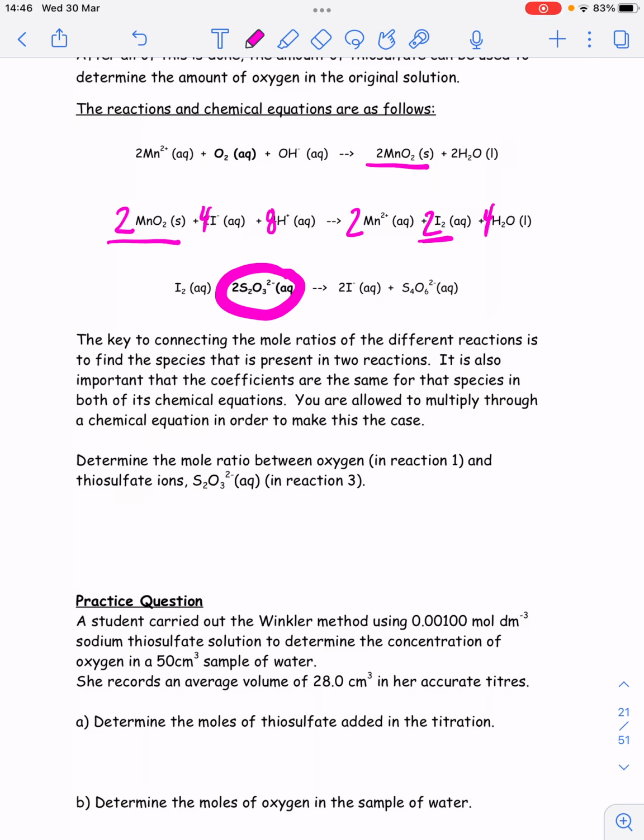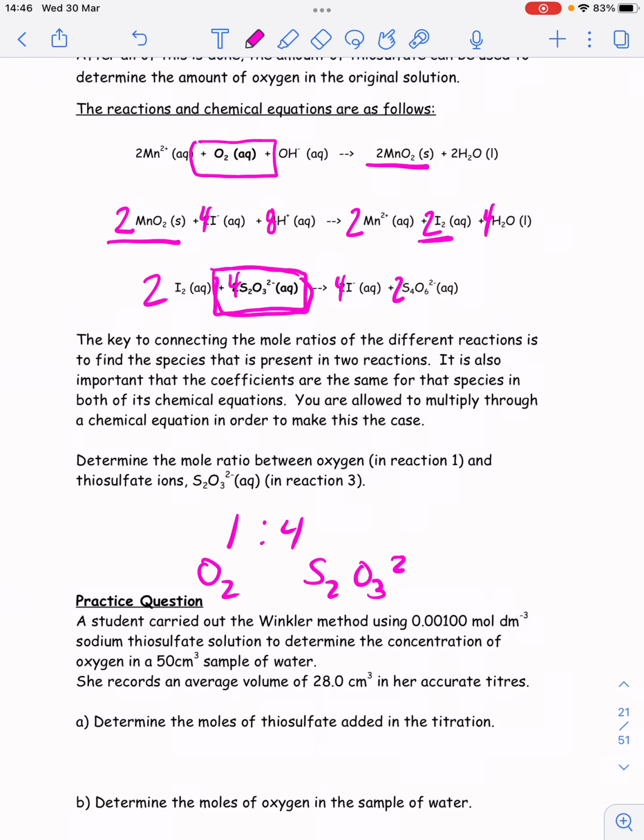And now I need to match iodine because that's the thing that's in both the second and third equations. So if that becomes a 2, this becomes a 4. All right, it's a little hard to see. This becomes a 4, 4, and 2. And so in the end, I can see that for every 1 mole of oxygen that's in my water, eventually that will lead to 4 moles of thiosulfate being reacted in the titration. So it's a 1-to-4 mole ratio in the Winkler method.